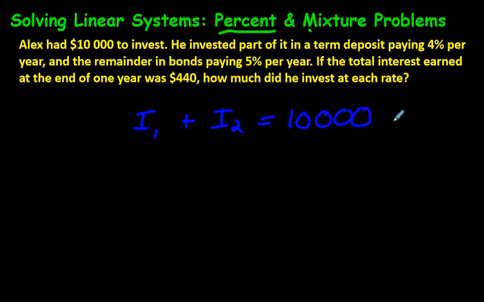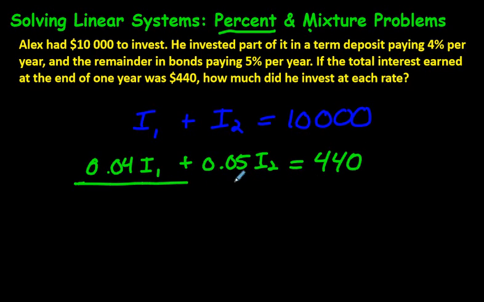Now, that is the total amount of money. On this next line, we're going to talk about the interest. Okay? So it paid 4% interest on this investment. So I'm going to change the color here. 0.04 times the first investment. That would give us the interest for the first investment. For the second investment, it's 5% per year. So 0.05 multiplied by the second investment is how much interest altogether? It says at the end of 1 year, the interest was $440.